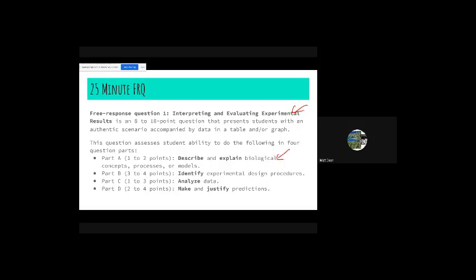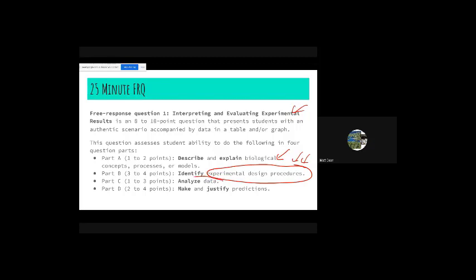Describe and explain some kind of biological concept, process, or model. Talk a little bit about how the experiment is designed. You might have to identify variables here, like independent and dependent variables. You might have to talk about controls, another way to do the experiment, or problems with the experiment. All those things could come into play.